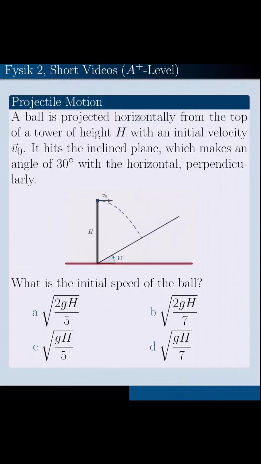Hello, in this short video I'm going to solve the following A+ level problem. A ball is projected horizontally from the top of a tower of height h with an initial velocity v0. It hits the inclined plane, which makes an angle of 30 degrees with the horizontal, perpendicularly. What is the initial speed of the ball? Pause the video at this point and give it a try.